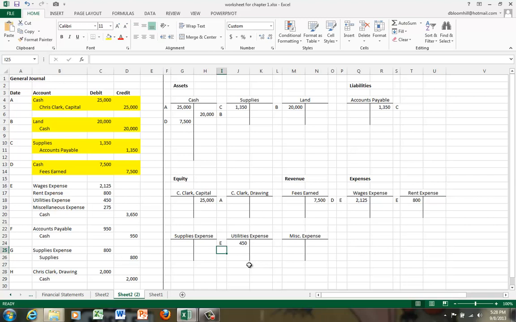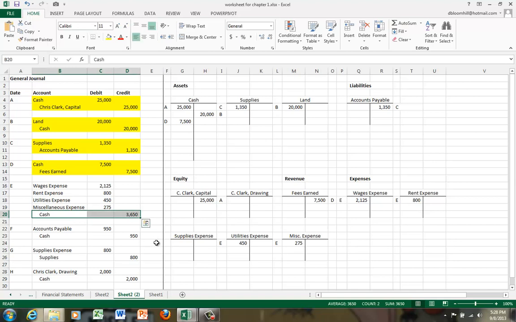Next line is miscellaneous expense, $275 on the debit side. That is what that line is instructing us to do. So we go to our miscellaneous expense T, we enter $275 on the debit side, and note that that comes from transaction E. Now the only one we have left is cash.